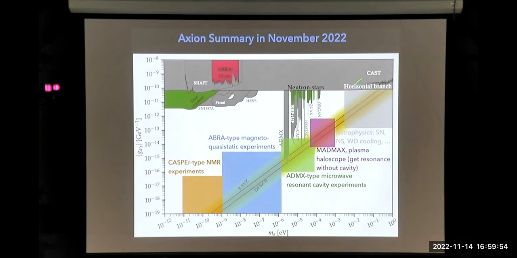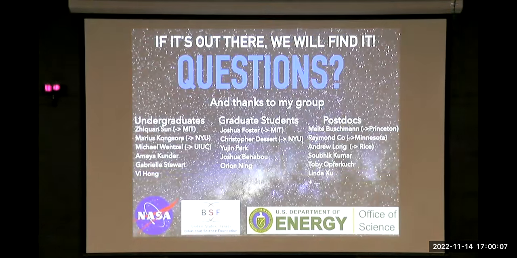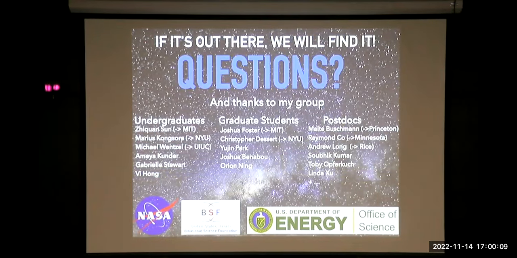Then at very high masses, astrophysical constraints play an important role. So the reason that the search for axions is exciting is currently this parameter space is open, but it's not going to be for much longer. And so if this is out there, we will find it. So thanks a lot.